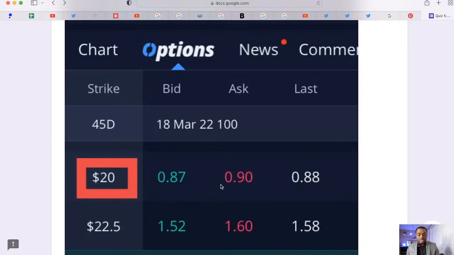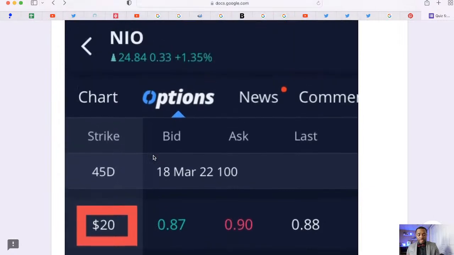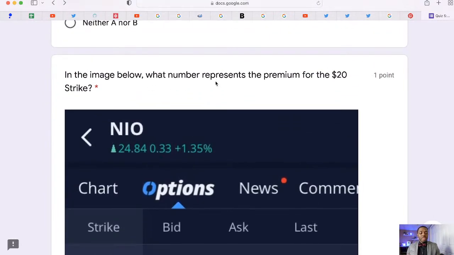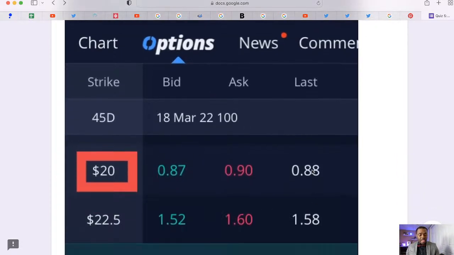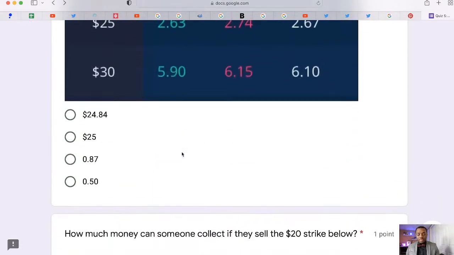In between the two. So what we see, and let's go back to our question, in the image below, what number represents the premium for the $20 strike? Okay, so now the premium is literally any of these 3 numbers would suffice, and that would be a good answer. So let's go and see what our options are.